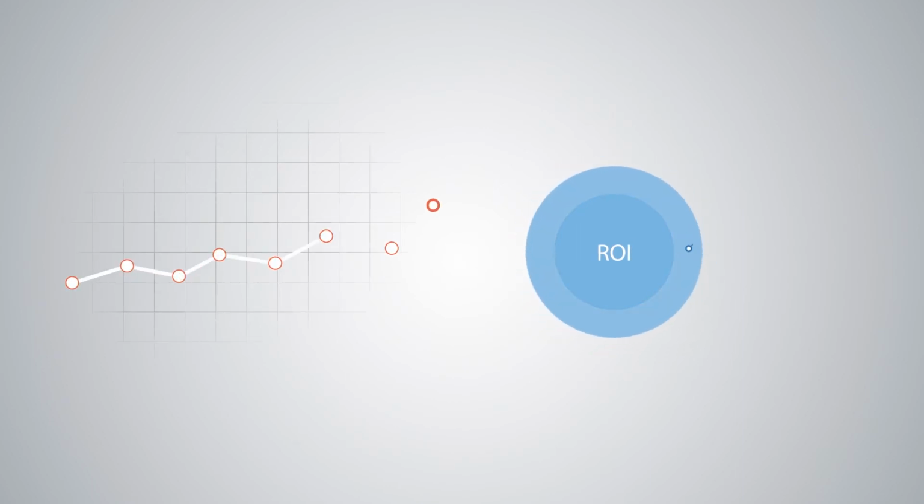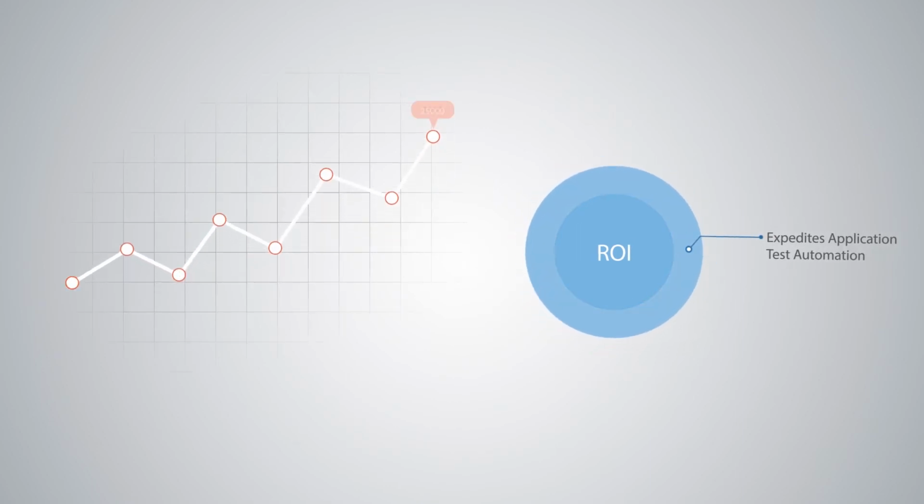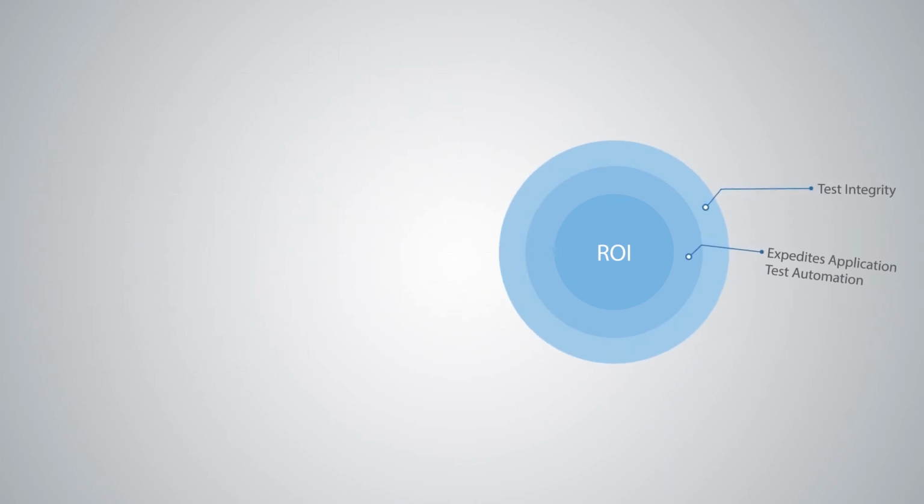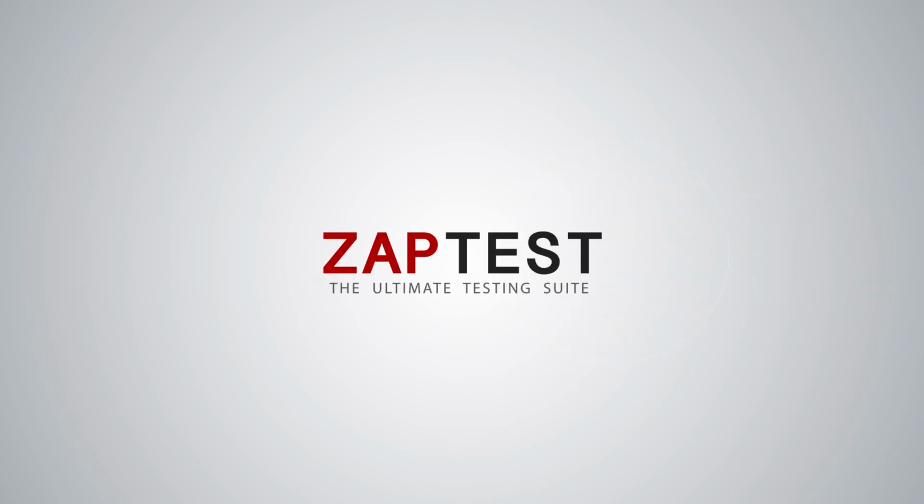Using ZAPTEST in an Agile environment increases ROI by tremendously expediting application test automation and by increasing test integrity with white box and black box correlation. ZAPTEST is committed to helping you release quality software just in time.